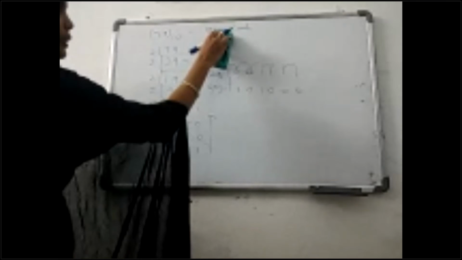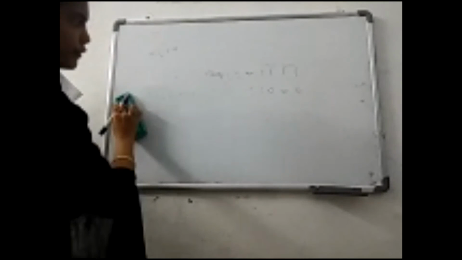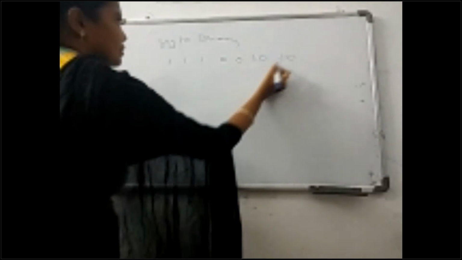Now let us see, so this is decimal to gray and binary to gray. Now how to convert from gray to binary? So gray to binary, let us see one example. 1 1 1 0 0 1 0 1 0. So this is a gray code. So how to convert it into binary?